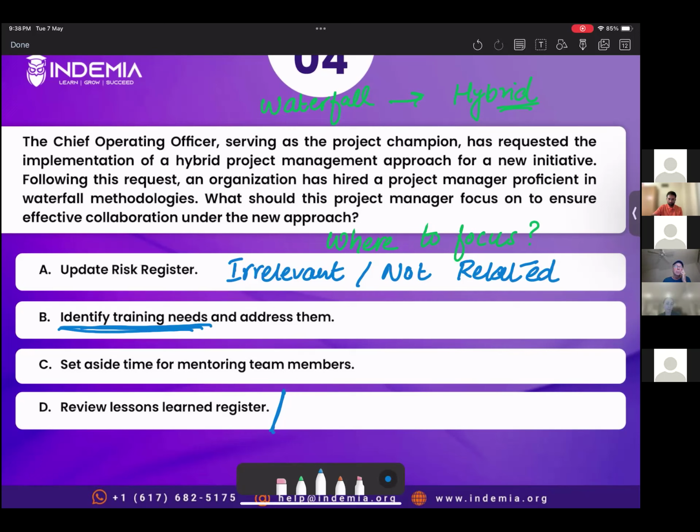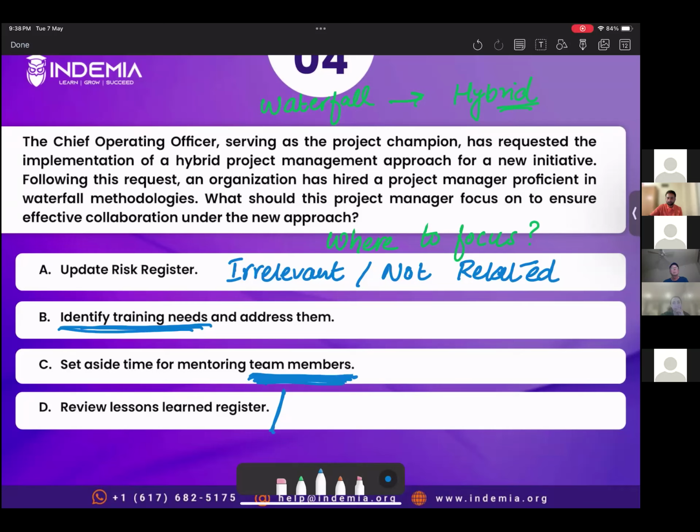Set aside time for mentoring team members. This overall organization approach, not only for team members, right? No, it's certain for team members. It's talking about mentoring. It doesn't say in the question that the team needs some mentoring help or anything like that. All right. So you're saying it has nothing to do with the question. So how is B relevant to the statement?